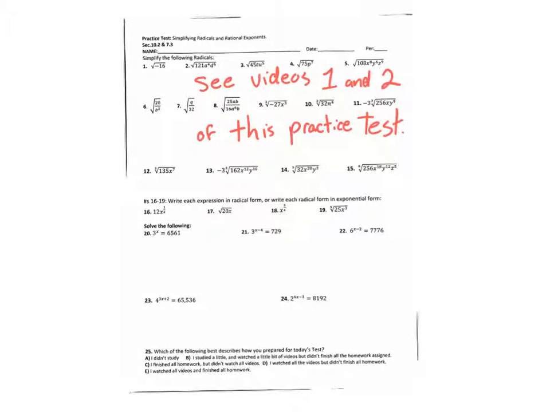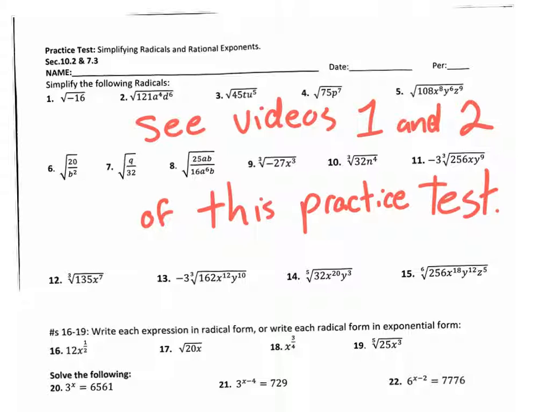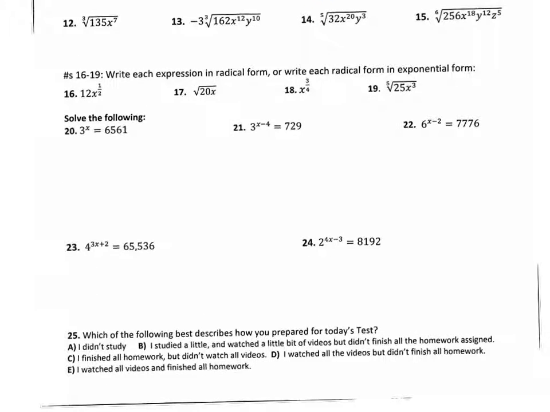We have this practice test here. The first half of this test is on simplifying. Okay, simplifying radicals, square roots, cube roots, fourth roots, fifth, sixth roots. If you want to see any of that work on the first half, you could watch videos 1 and 2 that I've recorded previously. Right now we're going to be focusing on the second half of this practice test.